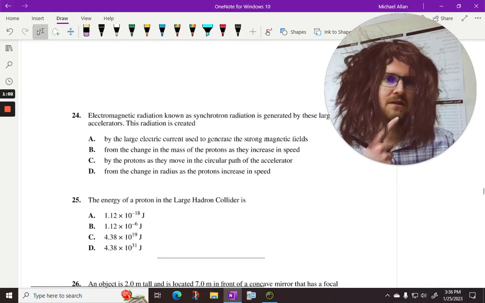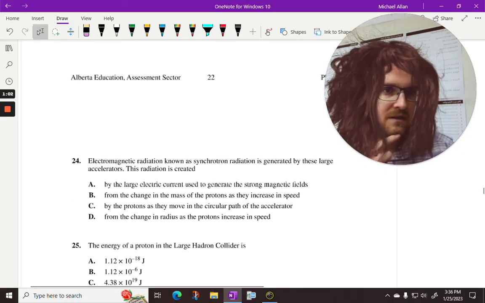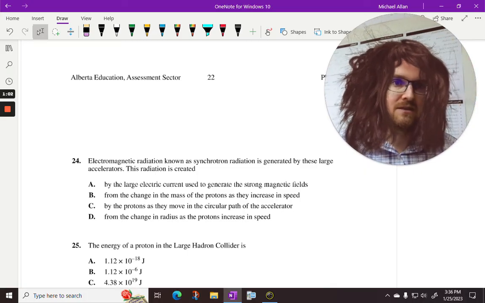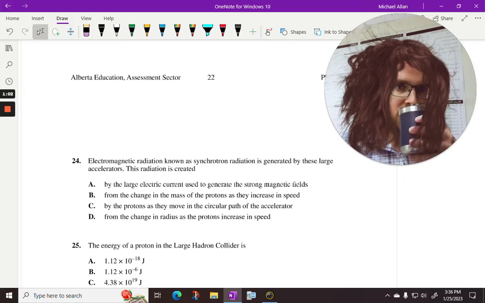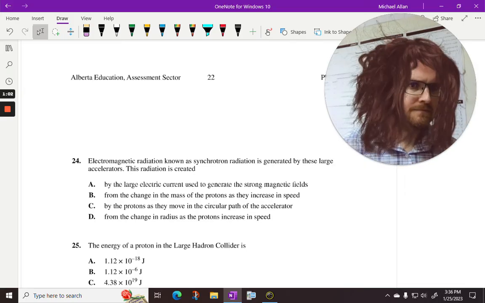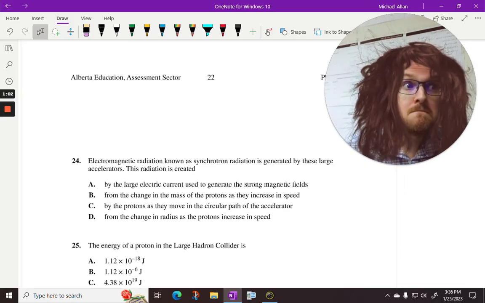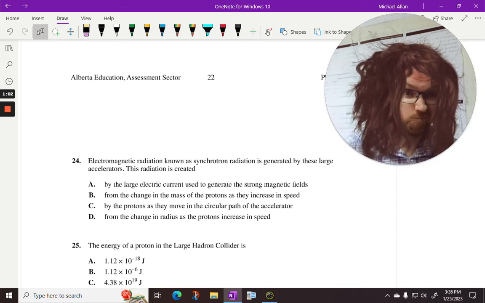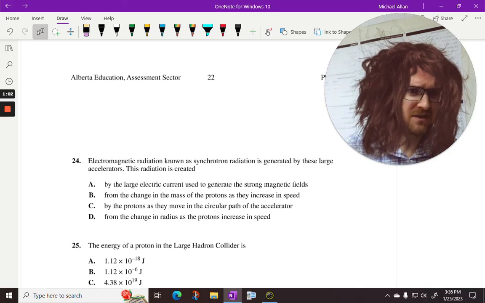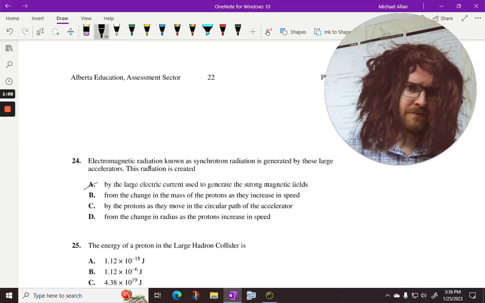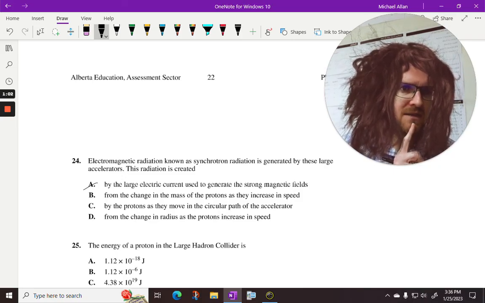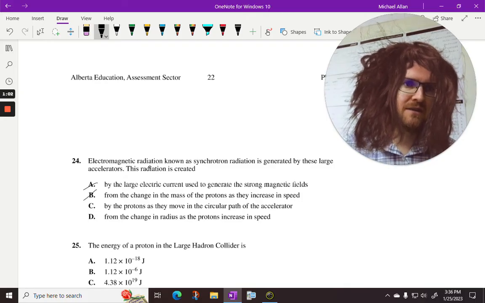Okay, electromagnetic radiation, known as cyclotron radiation, is generated by these large accelerators. The radiation created from Maxwell's first prediction, accelerated charges, is created by the large electric current used to generate probably. Nope. It's from the change in the mass. Nope. By the proton as they move in a circular path of the accelerator.